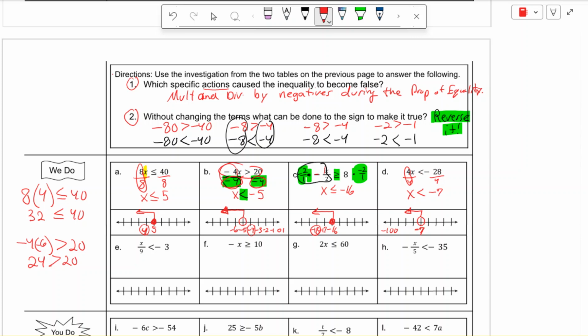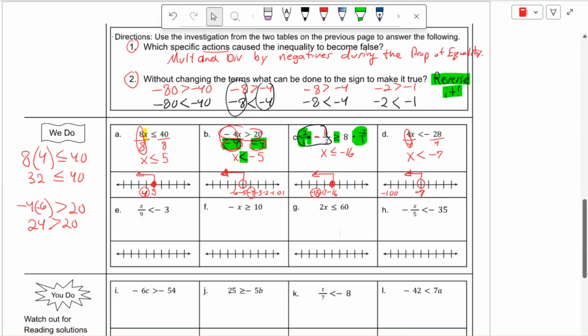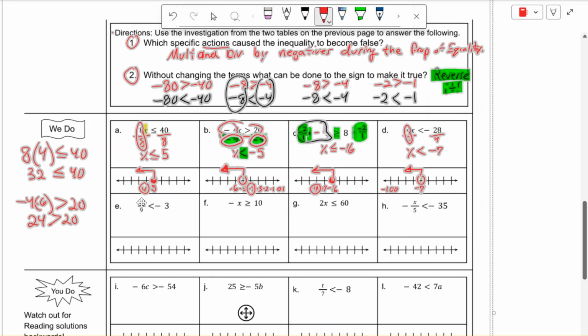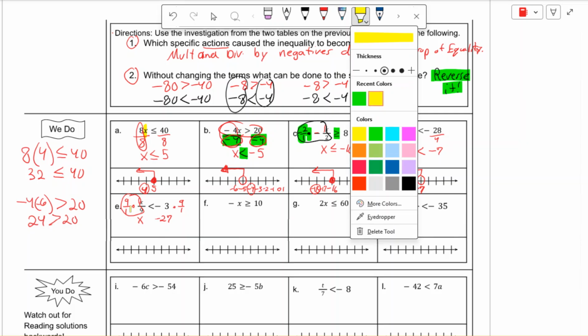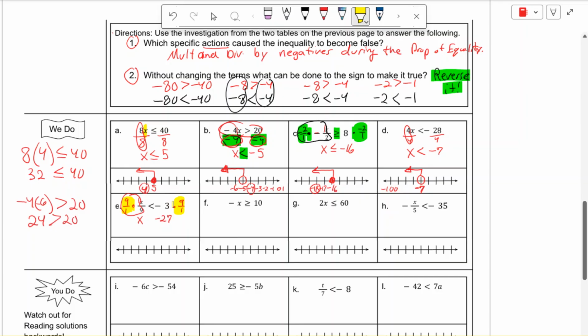Okay, now we're going to go to E. This now is division. X is being divided by 9, so a clever way to do this, there is a 1 here, is dividing by 1/9 or multiplying by its reciprocal. You do it to one side, you do it to the other. This is going to give you a nice little 1 over here, and x will be left alone. Negative 3 times positive 9 is negative 27. And look here, we are multiplying both sides by a positive. Therefore, our sign stays the same.